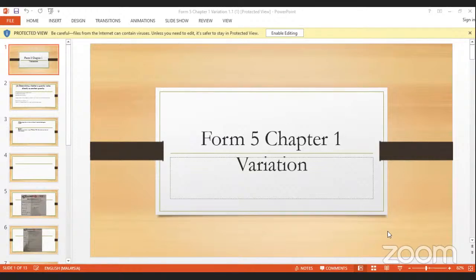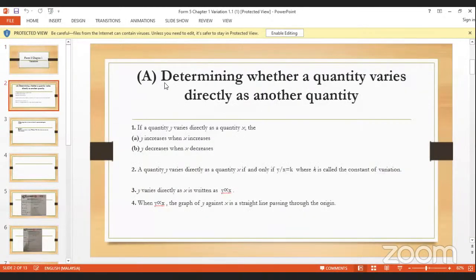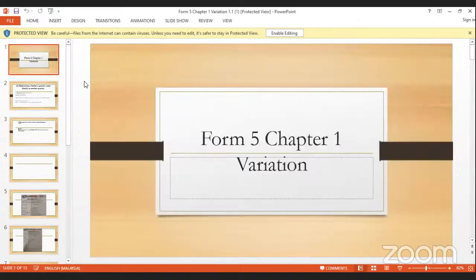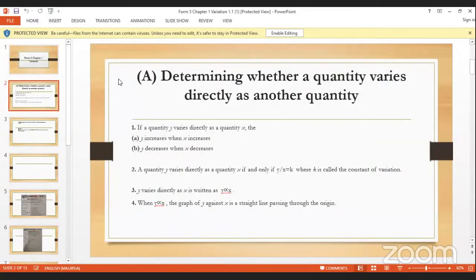Hi, everyone. I'm Jack, and today I'll be teaching Form 5 Chapter 1 Variation, Part 1, Direct Variation. The first part is to determine what is variation. Variation means that it is proportional to the quantity of the substance, and it's denoted by this symbol. This symbol means that y is proportional to x.